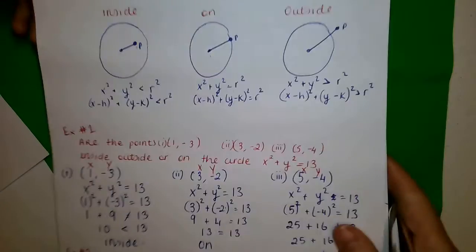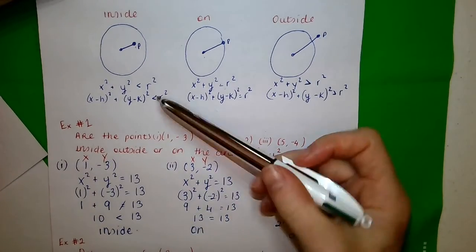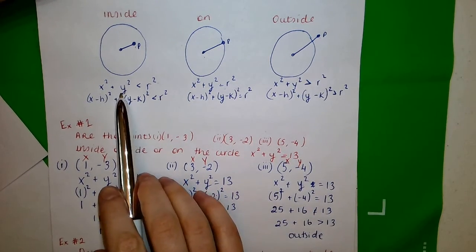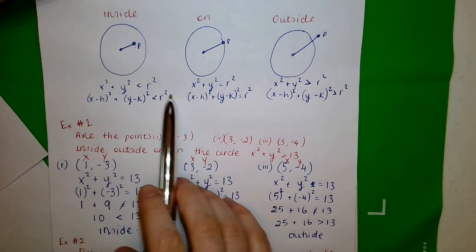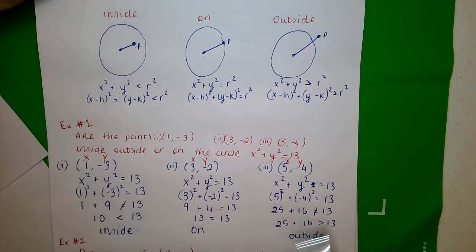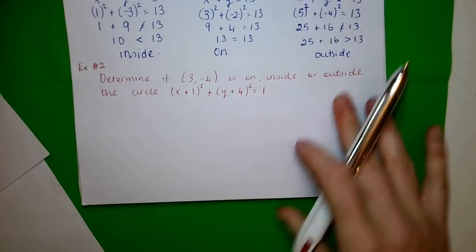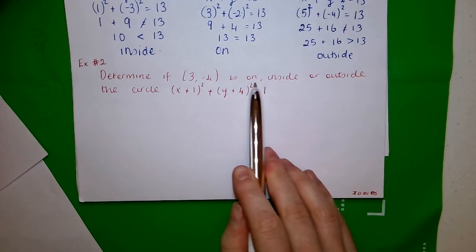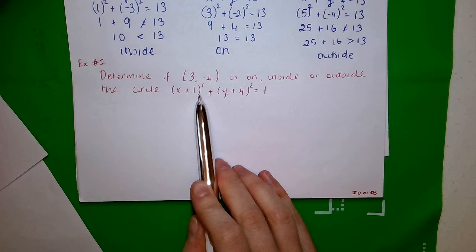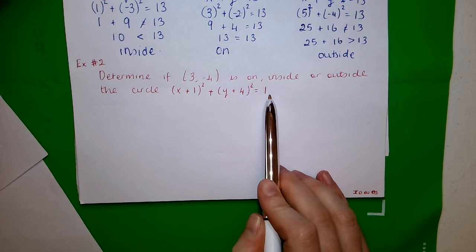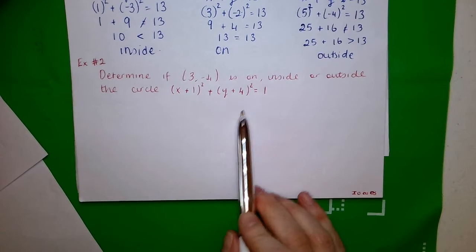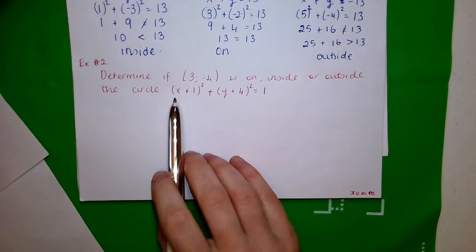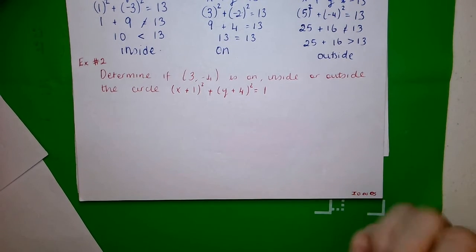If we just revisit the start of the video, I've given two formulas here, and the reason I have is if the centre is (0, 0), we use this formula, and if the centre is not (0, 0), we use the longer formula. So in this last example, it says determine if (3, -4) is on, inside or outside the circle (x plus 1) squared plus (y plus 4) squared equals 1. This circle does not have centre (0, 0) as opposed to the last question because it has a number added to the x and y, but we treat it the exact same.